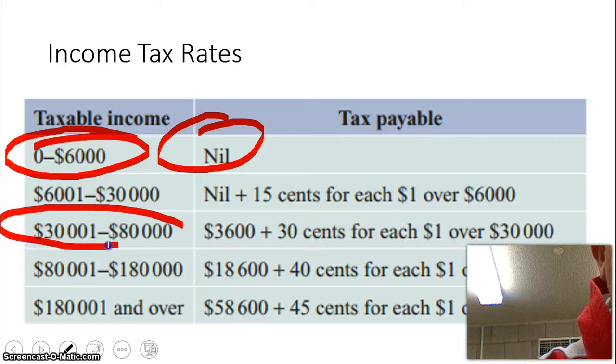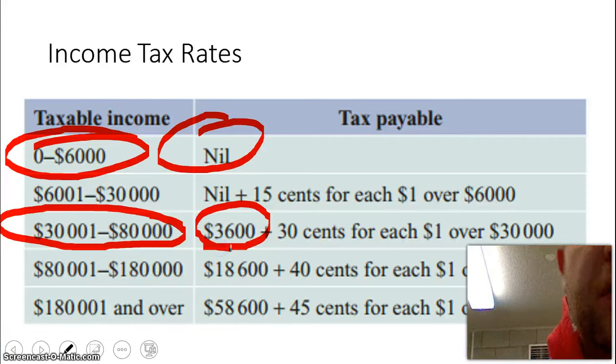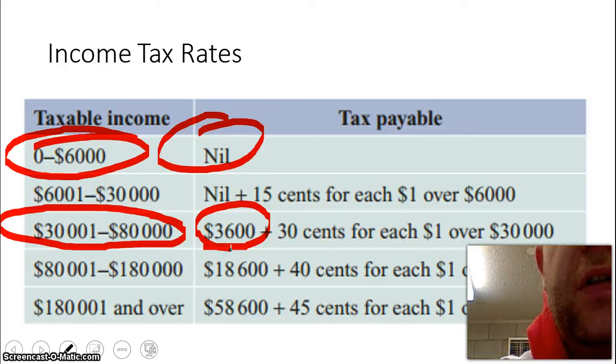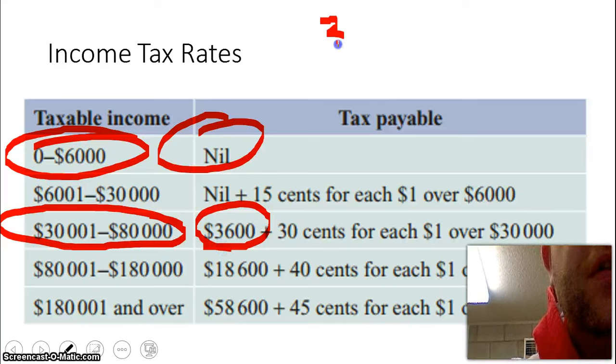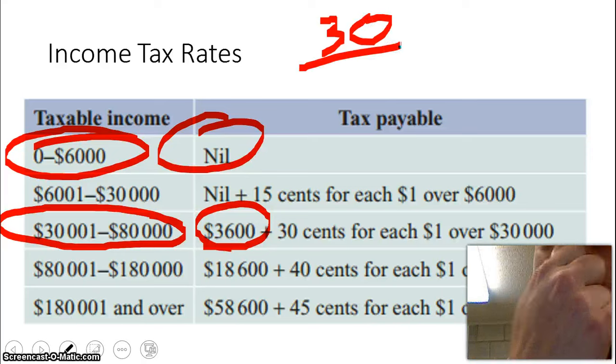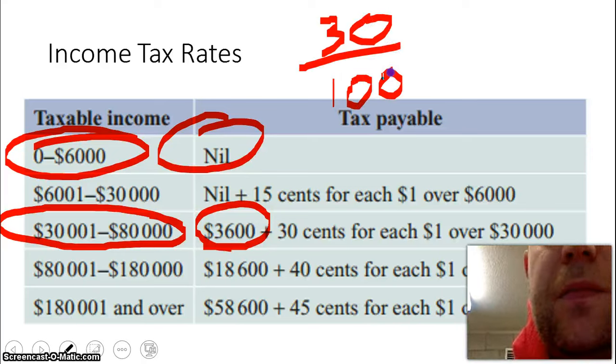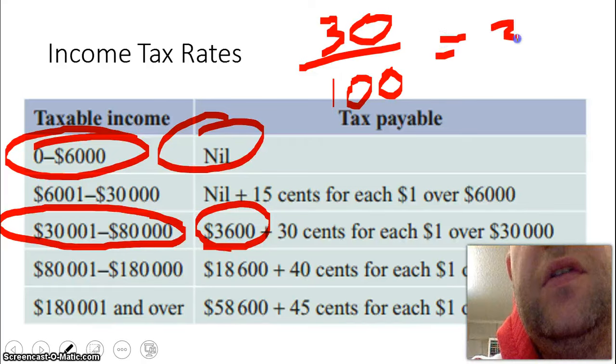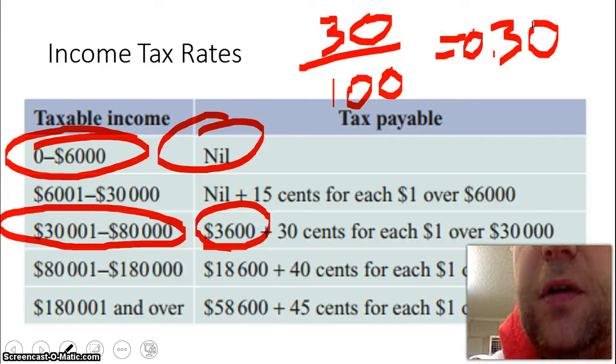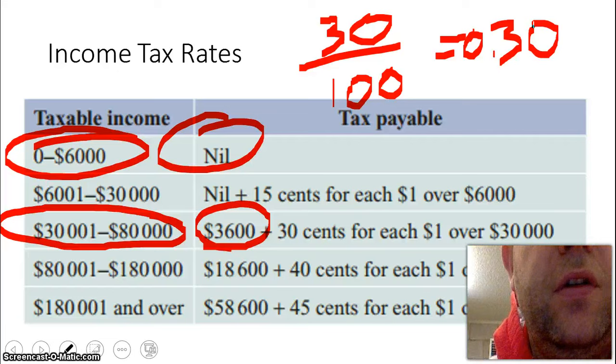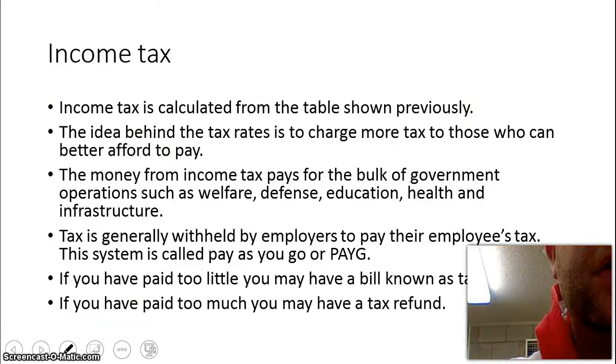If you're in this bracket here, you're going to start off by paying $36,000 plus 30 cents for each dollar. So that's 30 cents per dollar. A dollar has 100 cents, so that's 30%, or 0.30 for each dollar over 30,000. And we'll get to working those out. So it's calculated from the table.